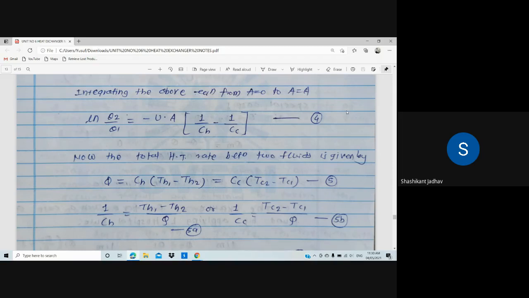Okay, so from equation number 5 we have to write down the equations for 1 upon Ch and 1 upon Cc. So from equation number 5, what is the equation for 1 upon Ch?